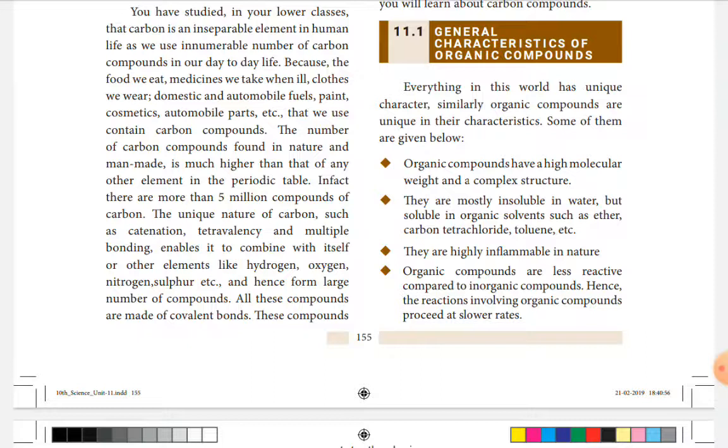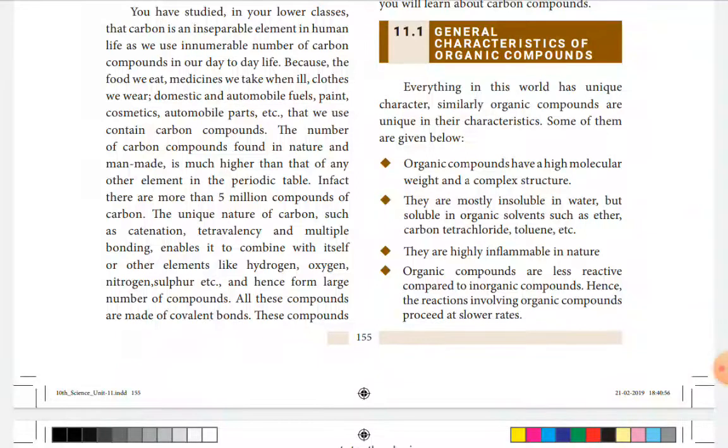Like dissolves like. Chemistry normally uses this term. What is the meaning? Polar compounds dissolve in polar solvents, and non-polar compounds dissolve in non-polar solvents. For example, sodium chloride can be dissolved by water, but at the same time sodium chloride cannot be dissolved by ether or benzene. Similarly, organic compounds, the carbon compounds, can be dissolved using non-polar solvents like ether, carbon tetrachloride, and toluene.